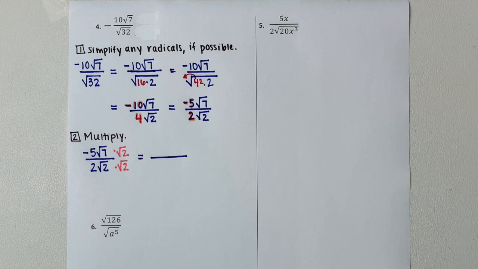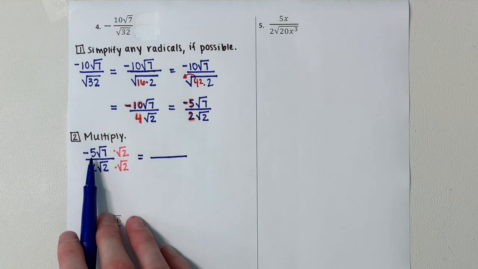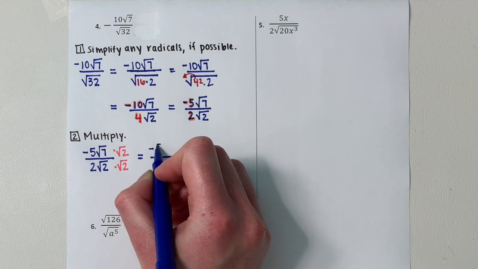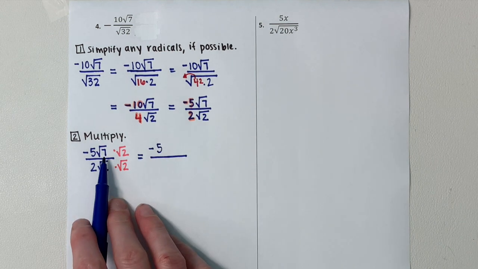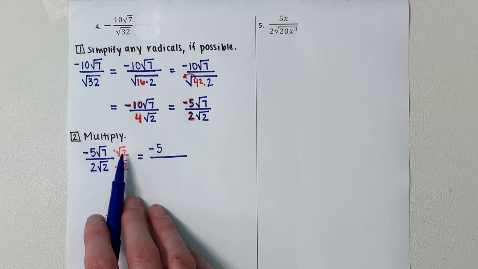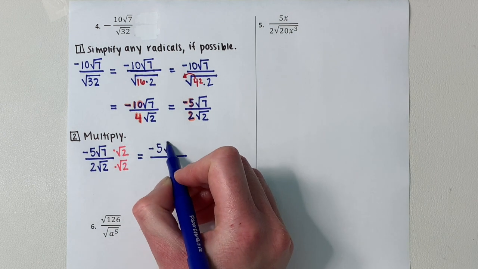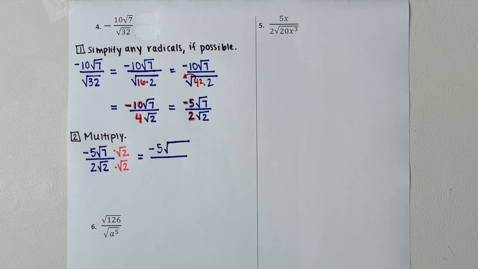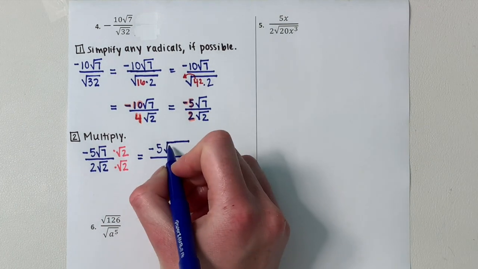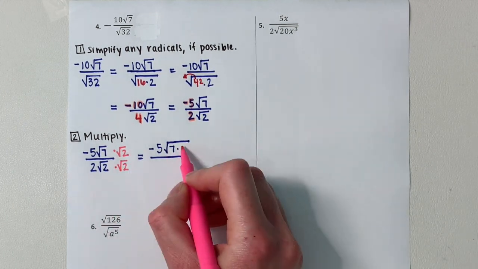Now when we multiply any coefficients, well, there's no other coefficient to multiply the negative 5 by, so we'll leave the negative 5. And we multiply the radicals. To multiply the square root of 7 times the square root of 2, we'll use the product property of radicals, which says we can combine that multiplication underneath one radical symbol. So that will give us the square root of 7 times 2.